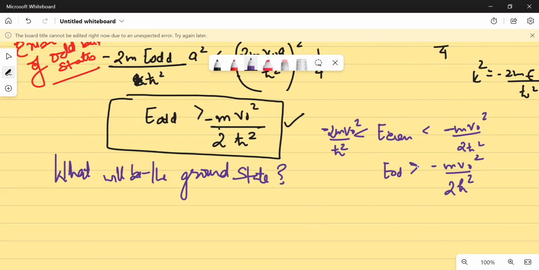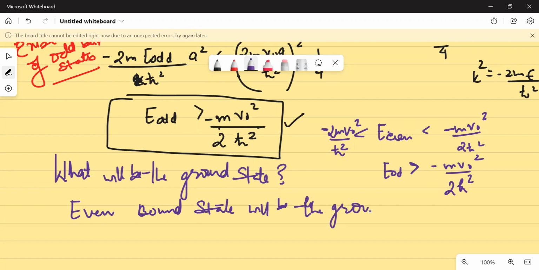By just looking at the expression, the ground state should be the minimum. You can see that your odd bound state is greater than minus m v naught square upon 2 h cut square, and your even bound state is less than minus that. So you can say that the even bound state will be your ground state. Is that clear? Yes, sir.